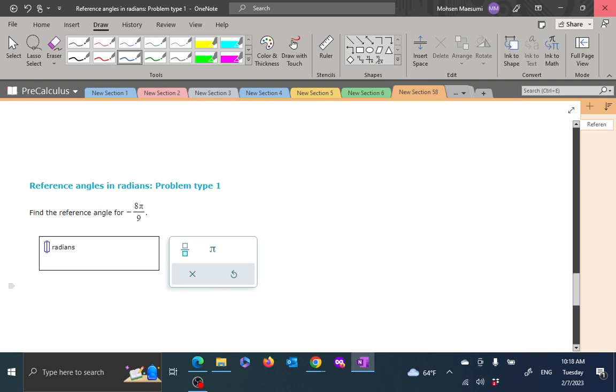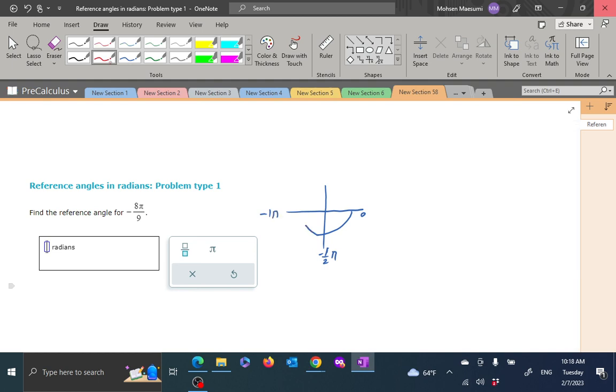Minus 8 pi over 9. So again, we are starting from here, 0, minus 1 half pi, and this is minus 1 pi. This is coming to what angle? It is short of that straight line, minus pi. We are stopping at minus 8 pi over 9.